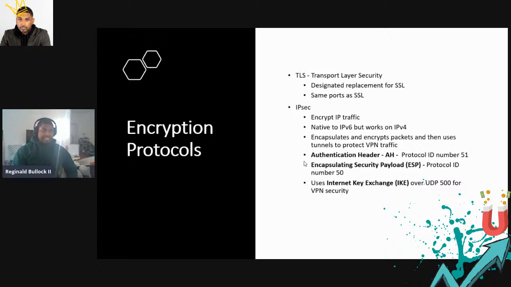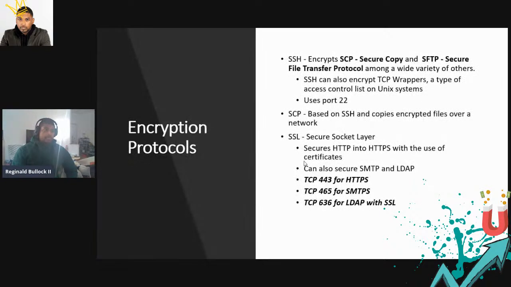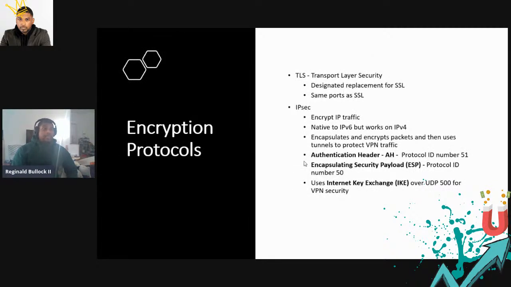Encryption protocols. TLS, transport layer security, is the designated replacement for SSL, and it has the same port as SSL. IPsec encrypts IP traffic, native to IP version 6, but also works on IPv4. It encapsulates and encrypts packets and then uses tunnels to protect VPN traffic. Authentication header, AH, is protocol ID number 51. Encapsulating security payload, ESP, is IP protocol ID number 50. And it uses Internet Key Exchange, IKE, over UDP 500 for VPN security.